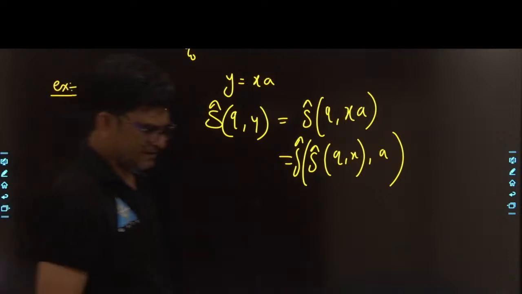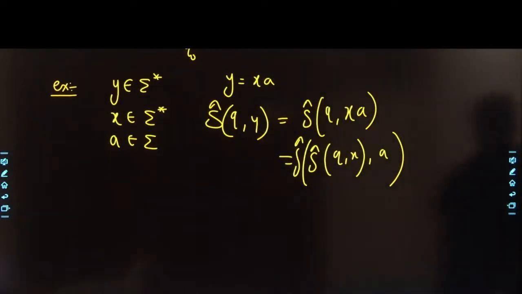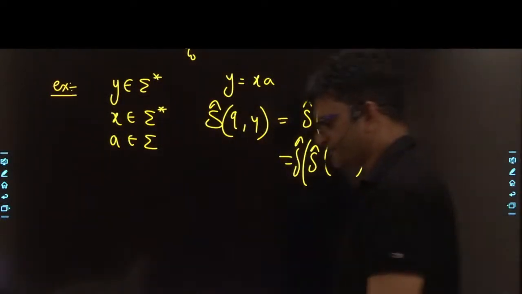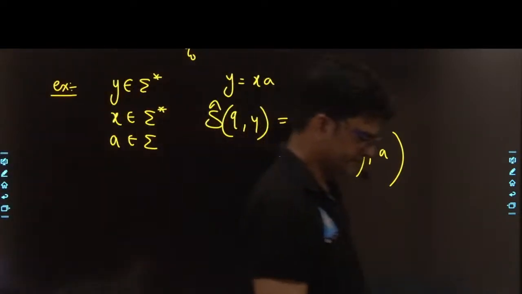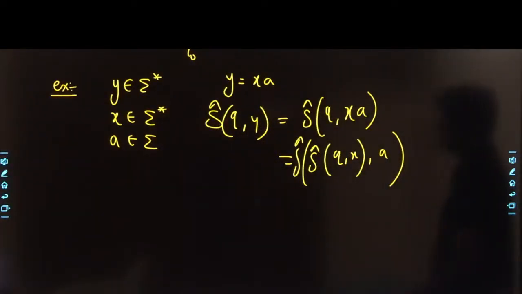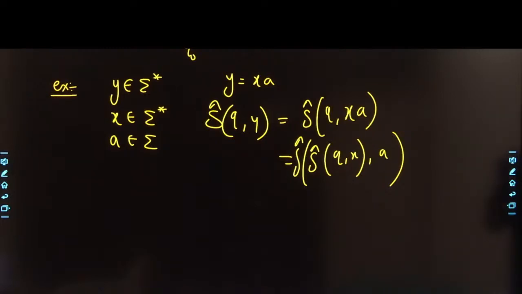So this one is clear, how to write this extended transition function in DFA. This is clear, my dear friends. This one is clear or not? Yes. Extended transition function in DFA is clear or not?